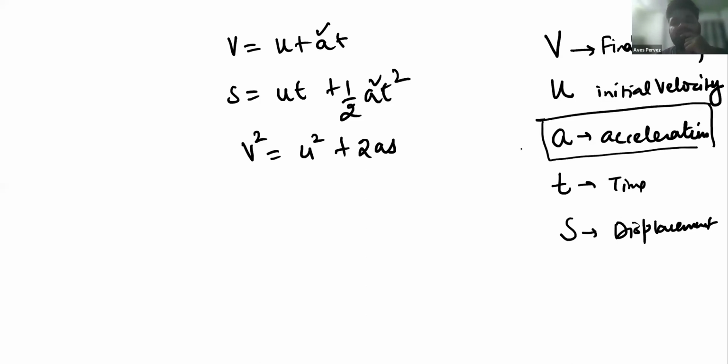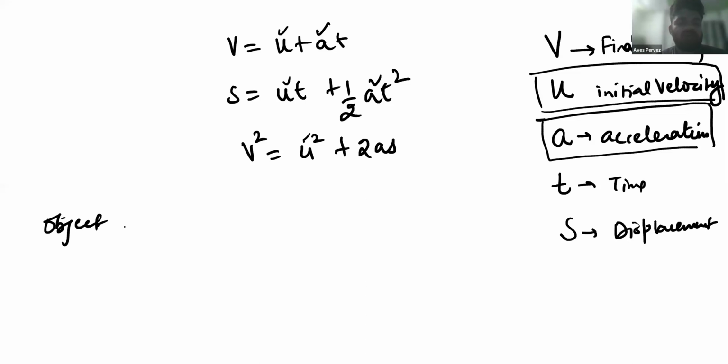Out of this, you see that a is common in all, so a is a must. Similarly, u is also common in all, so u is a must. Let me explain that sometimes u is not given to you, but you need to write it according to the question. For example, if the question says the object starts from rest, it means that the initial velocity u is equal to 0.